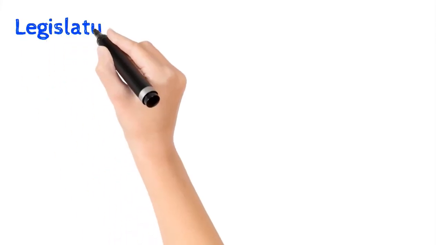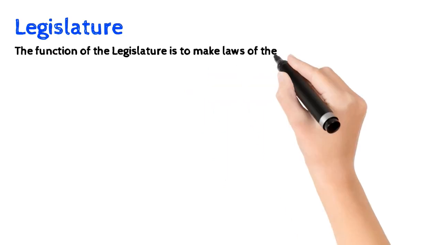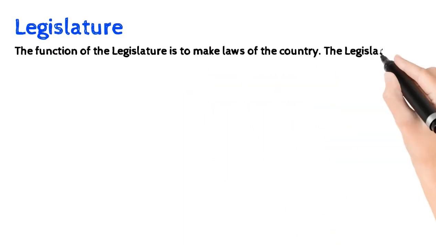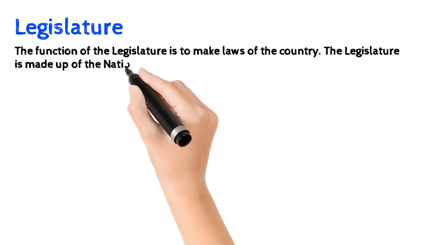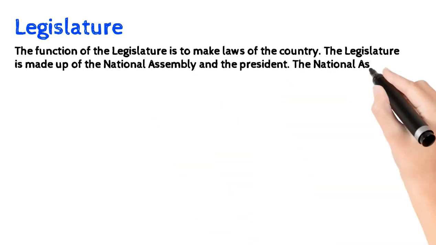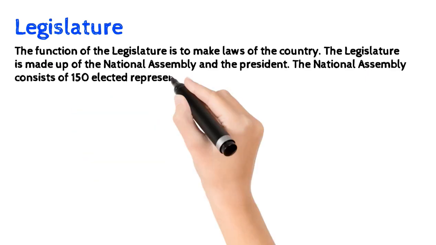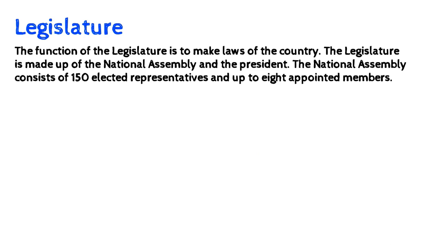The legislature. The function of the legislature is to make laws of the country. The legislature is made up of the National Assembly and the President. The National Assembly consists of 150 elected representatives and up to 8 appointed members. These members serve a 5-year term after being elected by popular vote.